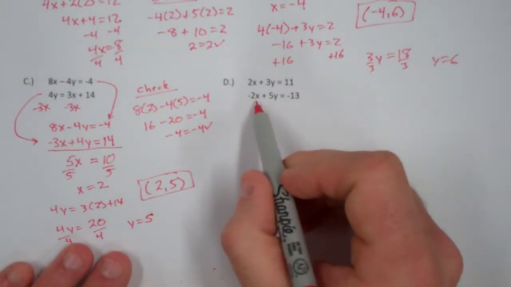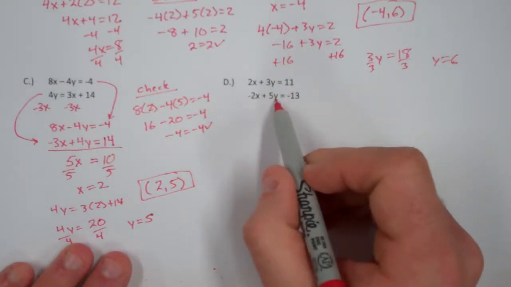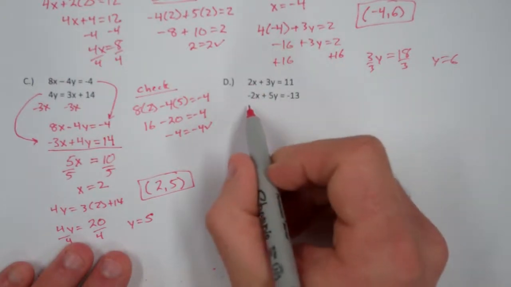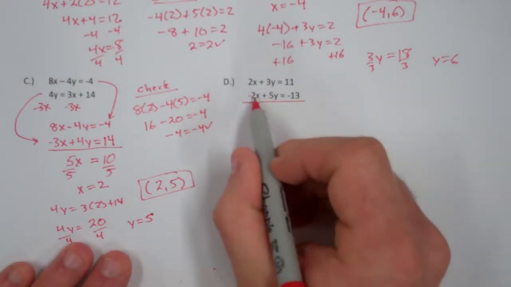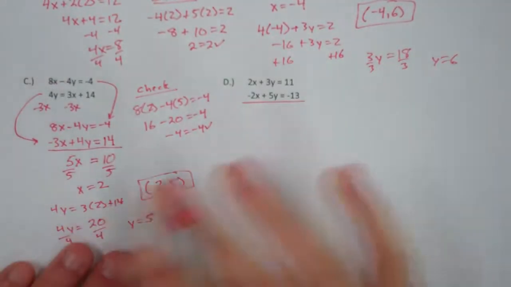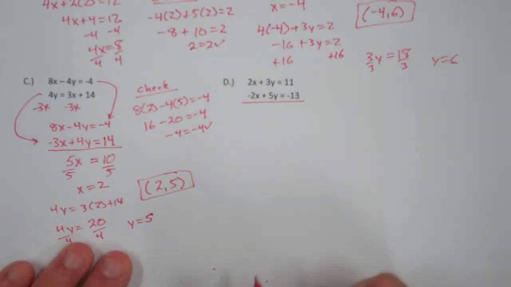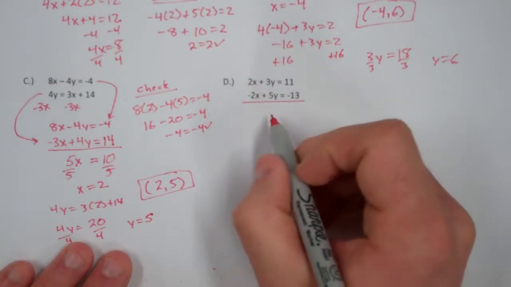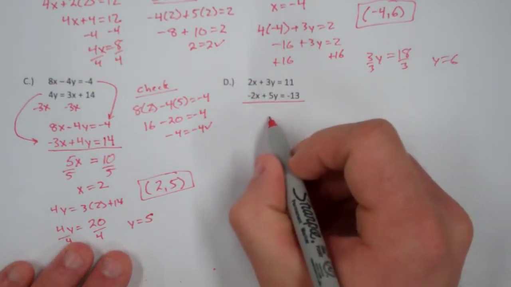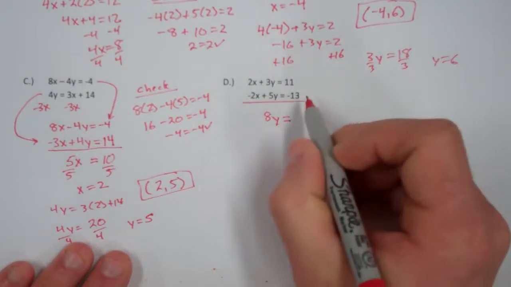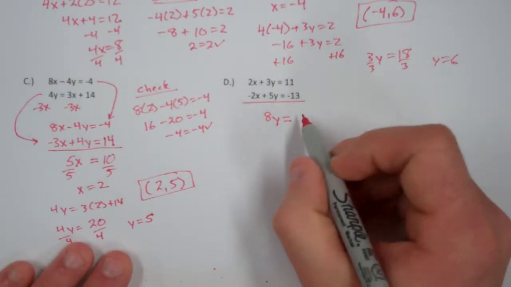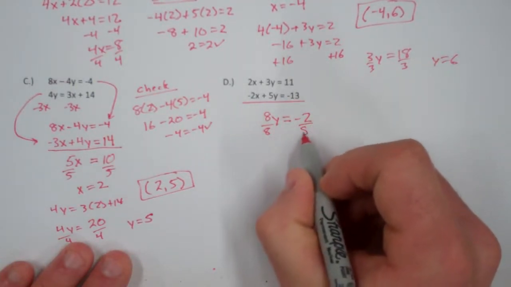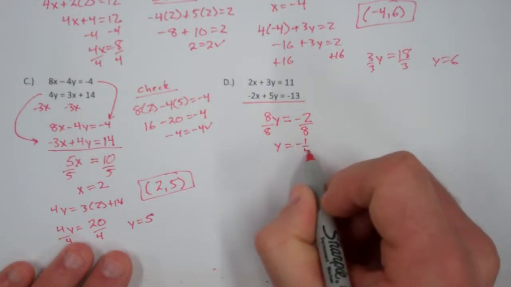Notice how the x terms here in part D line up, the y terms line up, the equal sign lines up, the constants line up, and we have 2x and negative 2x right here. So we don't have to do any other adjustments, it is time to just combine those when you see one term exactly opposite of the other. So 2x and negative 2x is 0, 3y and 5y is 8y, 11 minus 13, I think that's negative 2. So we'll divide by 8 here. We get y to be negative 1/4.